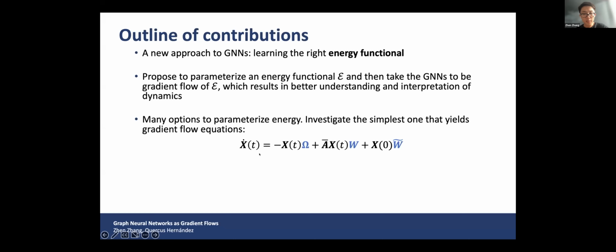Basically here Omega, W, and W tilde are learnable parameters. The Omega part comes from the external energy of the system, and it characterizes how the node interacts with itself. The second part, W, characterizes the pairwise interaction. And the last part, W tilde, corresponds to the residual part, where the input information directly contributes to the evolution of the system.